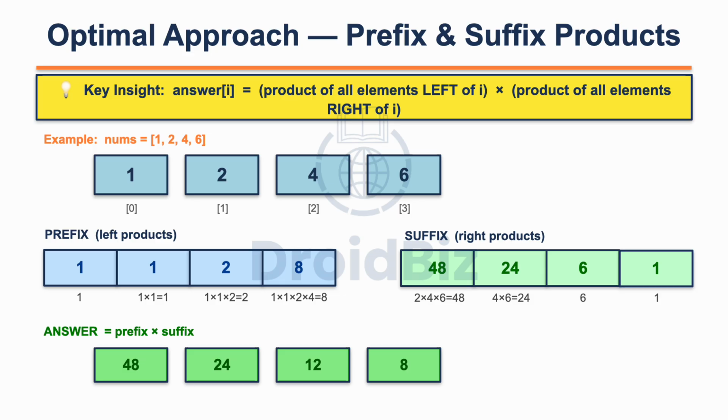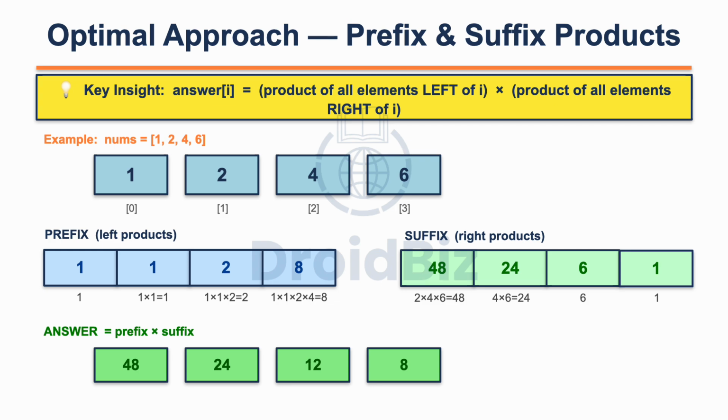This is where things get really clever. Here is the key insight. For any index i, the answer is simply the product of all elements to the left of i multiplied by the product of all elements to the right of i.